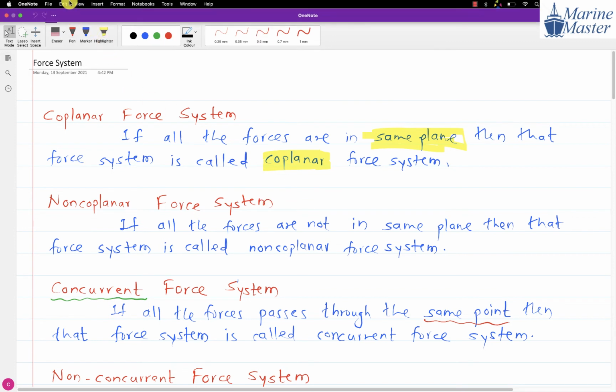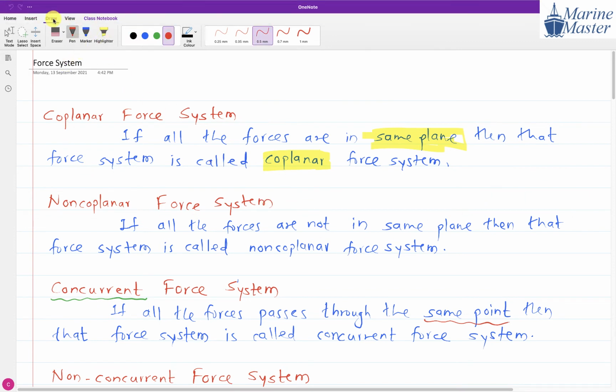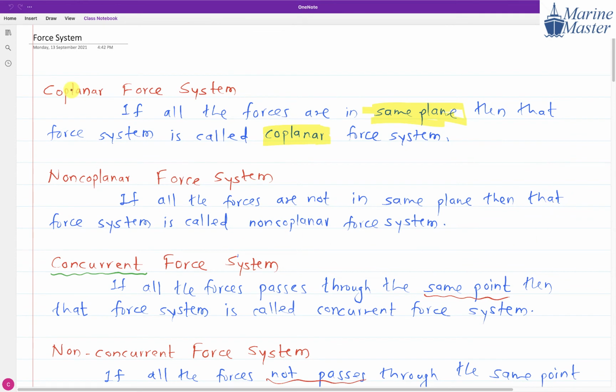Suppose the screen on which I am currently writing is one single plane. If all the forces are in the plane of the screen, then we will say the forces are coplanar. That is what is meant by a coplanar force system. Or suppose the table on which you are writing, we can consider it as one plane. If all the forces are in the plane of the table, then we will say it is a coplanar force system.